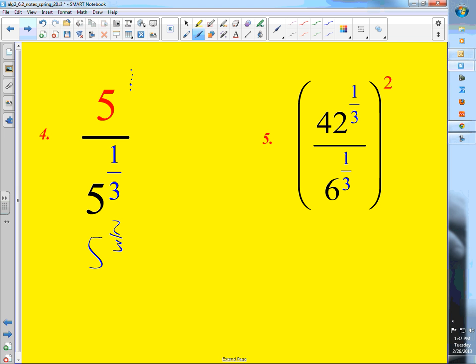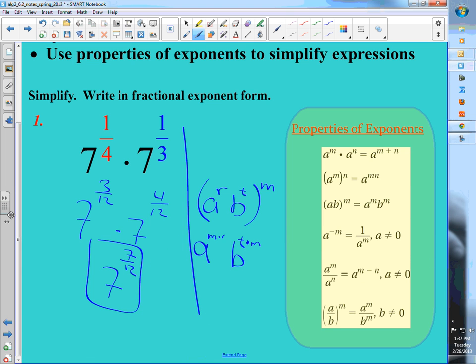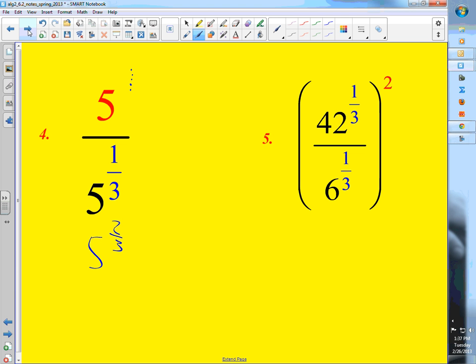Let's look at our properties. You've got to memorize your properties. A to the m over a to the n is a to the m minus n. You don't change your base. If it was 1, then your answer would be 1, wouldn't it? So no matter what you did, you would always get an answer of 1. If it was 5 to the 100th over 5 to the 1st, you would say, oh, that's 1. And we know it's not.